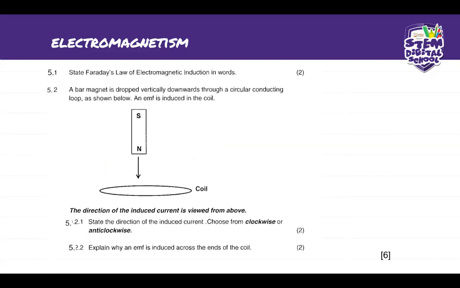And then we move to, because here they said a bar of magnet is dropped vertically downwards through a circular conducting loop as shown, and EMF is induced in the coil. So now we move to 5.2. It says, explain why an EMF is induced across the ends of the coil. Okay, across these ends of the coil. This is the coil, right? So the EMF is induced across the ends of the coil.